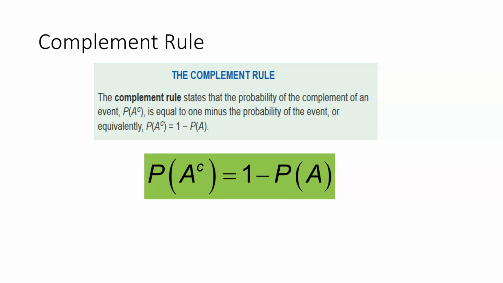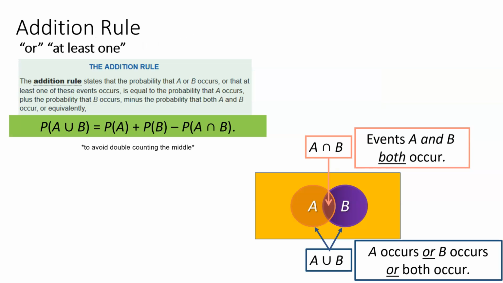Now, in the previous example videos, we did a complement, but the complement rule basically says that if we're looking for not A, we can just do 1 minus the probability of A. The addition rule, we use when we're talking about "or" or "at least one." What's really important here, and we talked about this briefly before, is we don't want to count that middle twice. So to not count that middle, we subtract the intersection of the two. We add the two probabilities and then make sure to subtract any intersection.